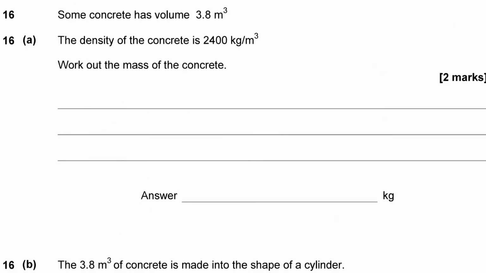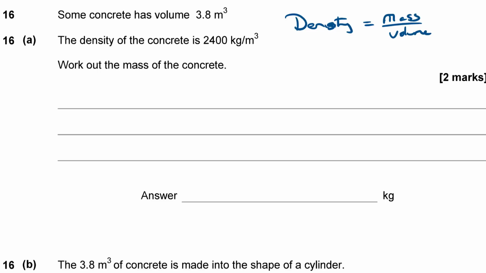Question 16. Some concrete has volume 3.8 cubic meters. The density of concrete is 2,400 kilograms per cubic meter. Work out the mass of the concrete. Okay, well there is a handy formula involving density, mass and volume. Do you know what it is? Density is equal to mass over volume. That's one that you might find handy for science as well.